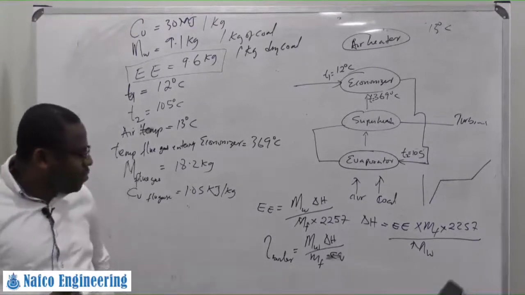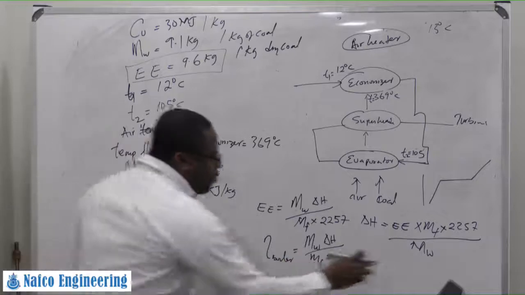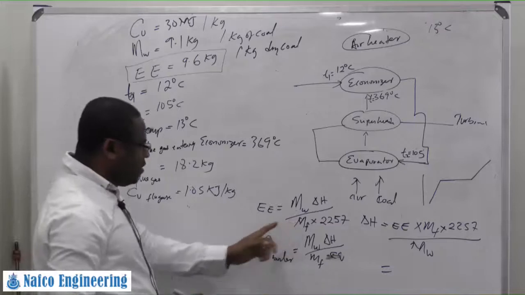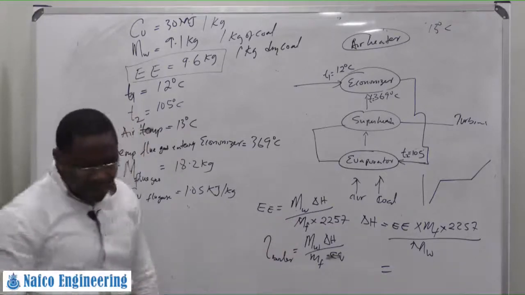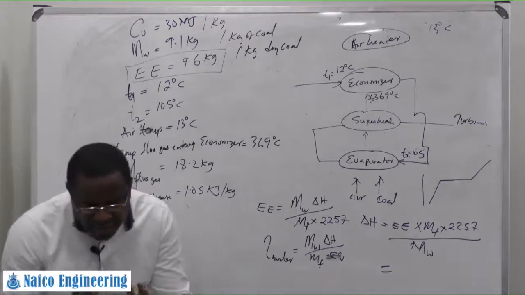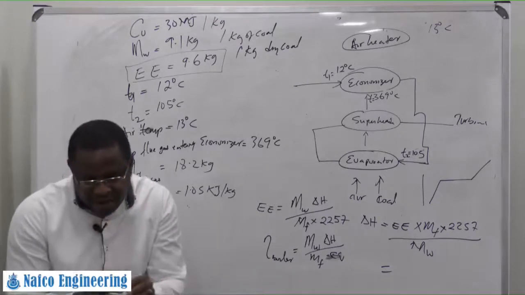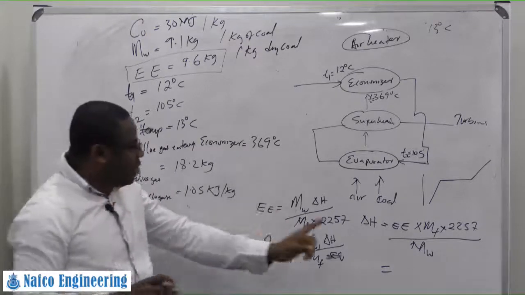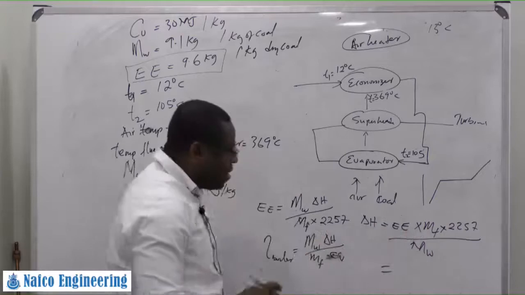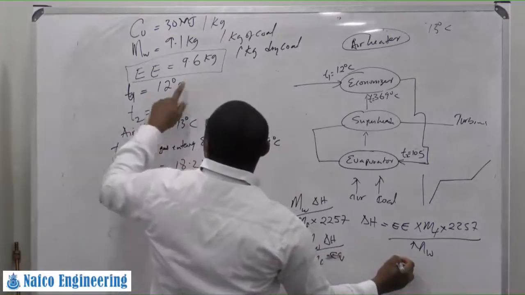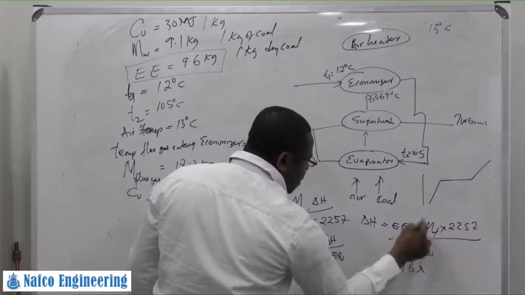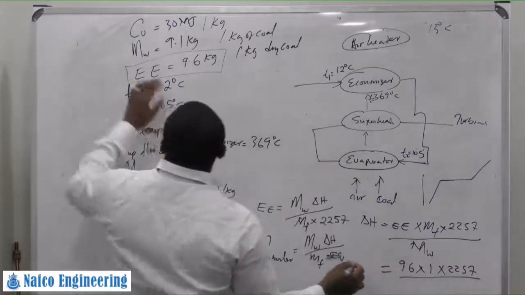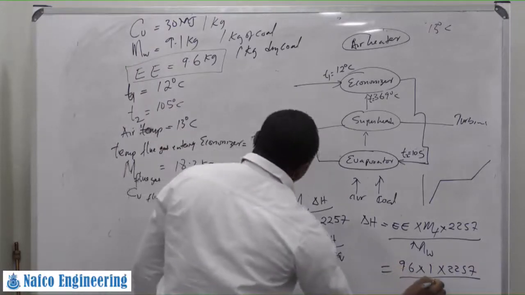Now, remember, our EE is even given there. Remember they said equivalent evaporation from and at per kilogram of coal, right? Per kilogram of coal. So I'm going to have my EE to be 9.6, this is kilogram of coal, by 2257 divided by the mass of the water, 9.1.